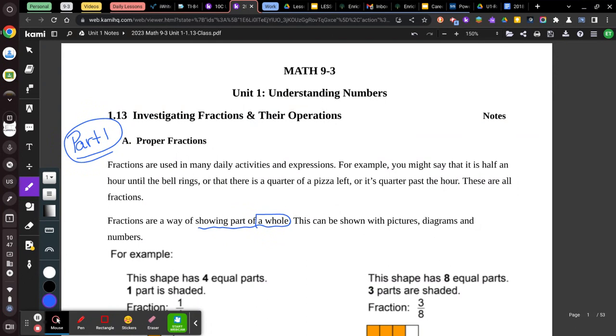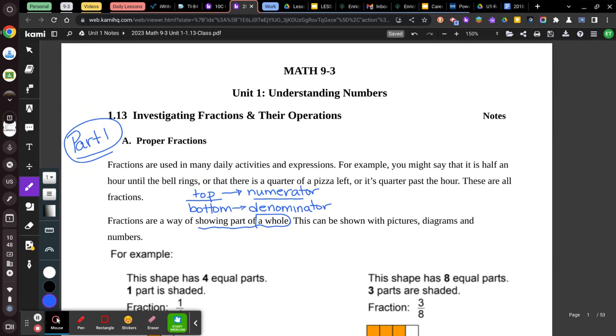A fraction shows up with a top number and a bottom number. Now, the top number is known as what's called your numerator. And the bottom number is your denominator. So that's how a fraction's created.